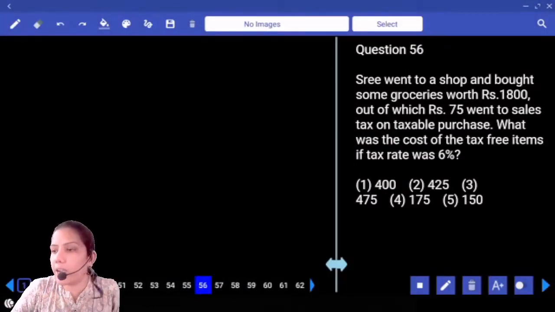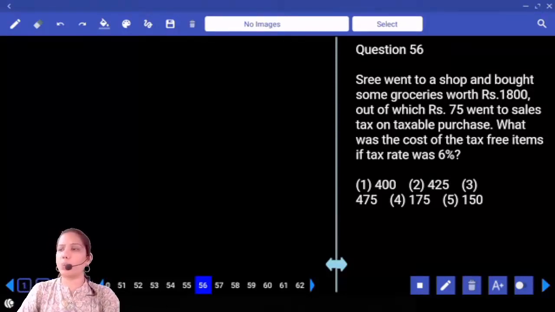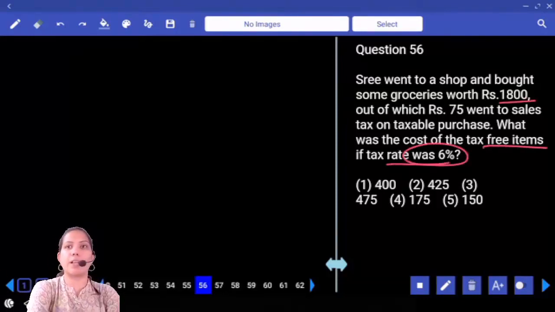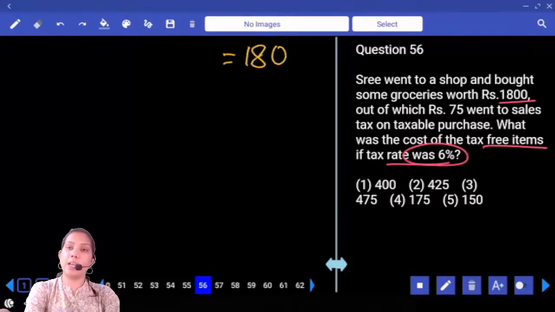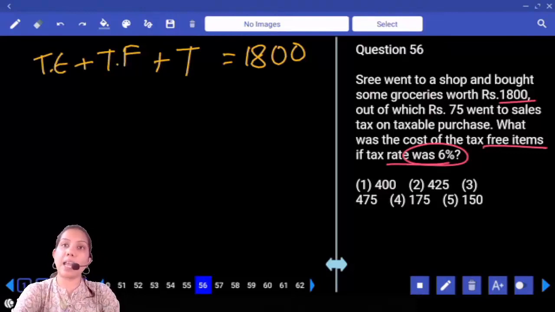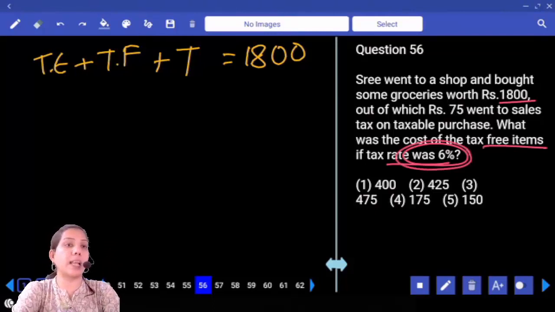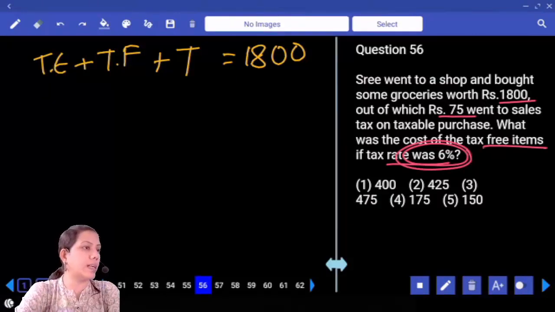Question number 56. Sree went to a shop and bought some groceries worth 1800 rupees. Out of it, 75 rupees went to sales tax on taxable purchase. What was the cost of the tax-free items if the tax rate was 6%? Total amount he spent is equal to 1800. In that 1800, tax-free items, taxable items and tax together is equal to 1800. How much was the tax percentage? 6%. And that 75 is the tax, equal to 75 rupees.